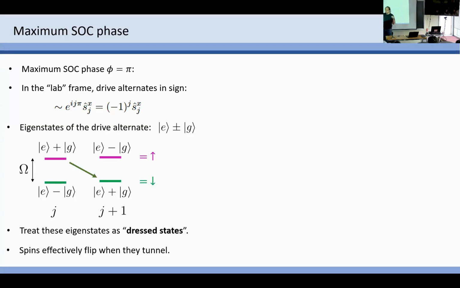And in that basis, what that means is if I start with a dressed spin up state in E plus G, when it hops, it stays as E plus G, and effectively flips its spin. So when I have this spin orbit phase of pi, it's as though when I hop, I flip from spin up to spin down, or vice versa, if from down I go up.